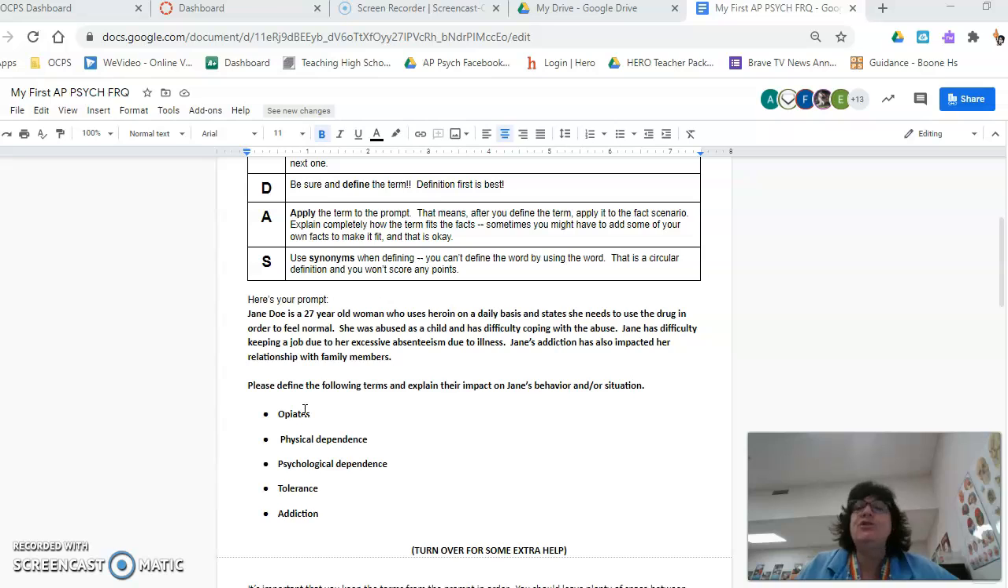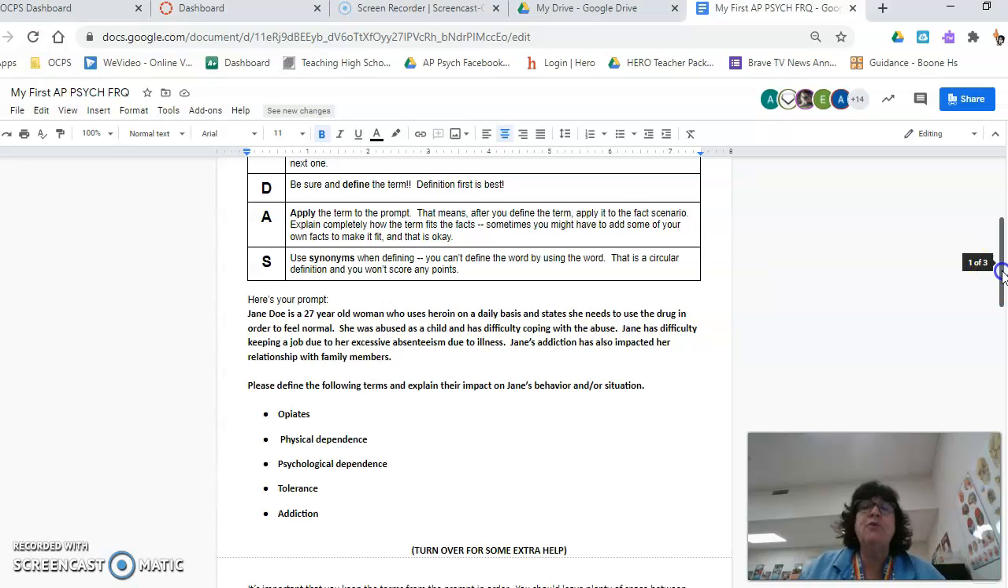Each one of your paragraphs is going to be about 3 or 4 sentences, so it doesn't take a lot. It's not too bad to write FRQs for psych. The key to psych FRQs is vocabulary. You have to be able to define the term, so make sure all along you're practicing that vocabulary, so that you can define it and then apply it to the prompt.